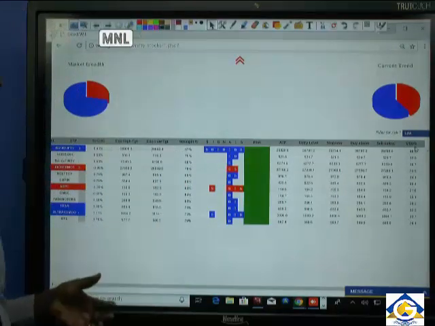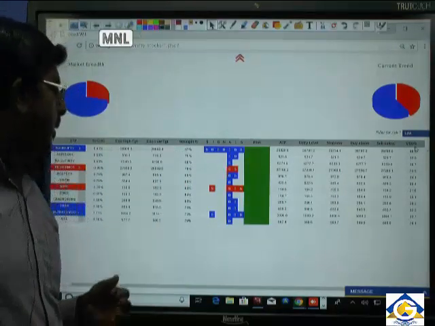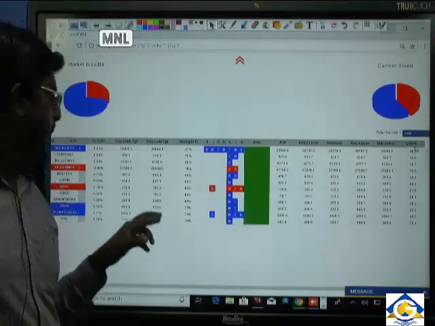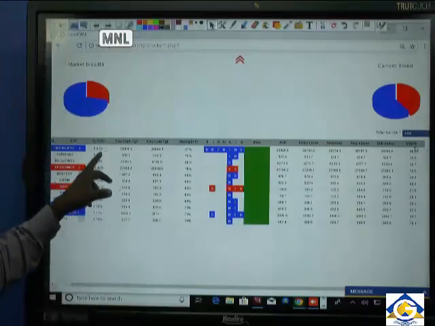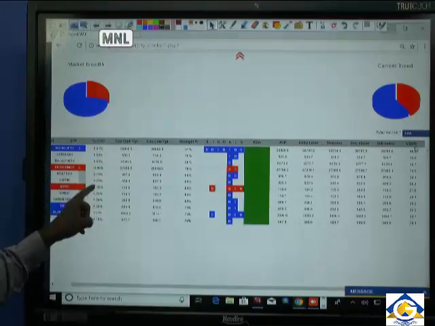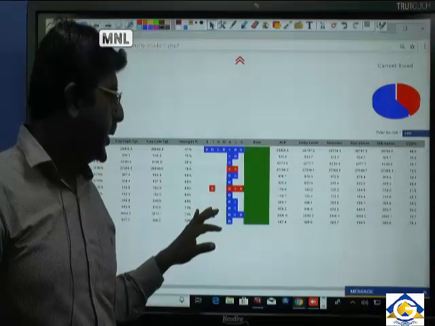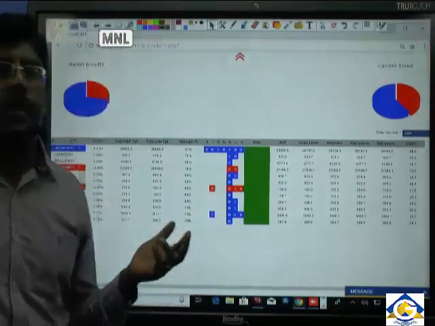For a better result, you have to make sure you select a stock which is at least half a percent plus. If you see here, most of the stocks are more than half a percent up. So select stocks which are more than half a percent up. Why does this logic mean more than half a percent?